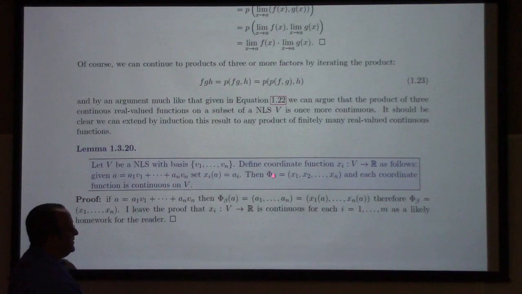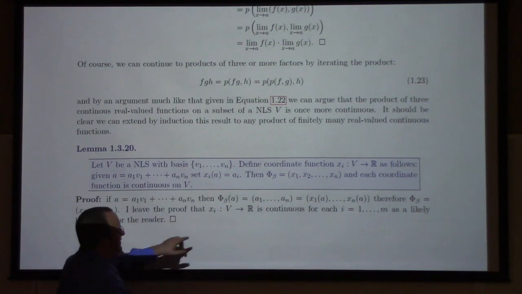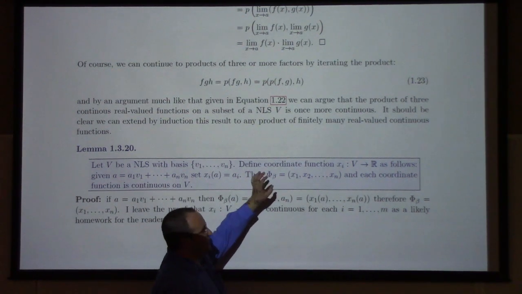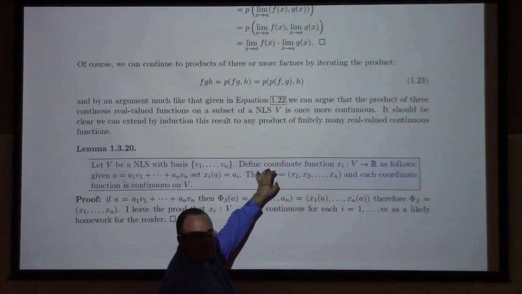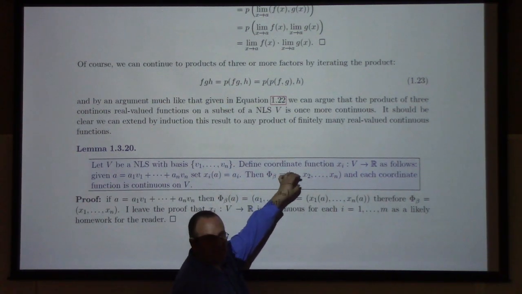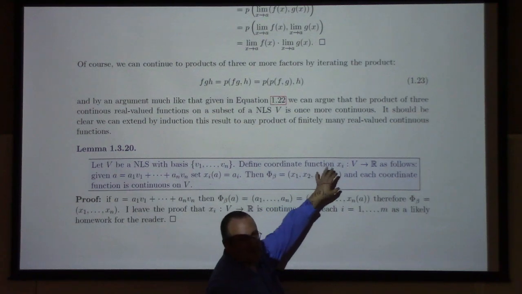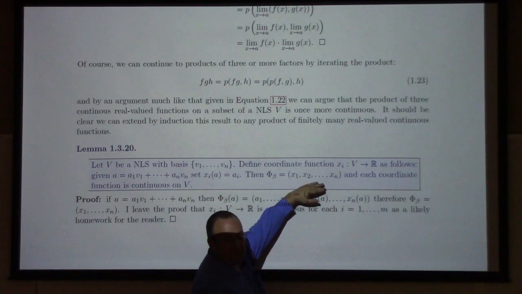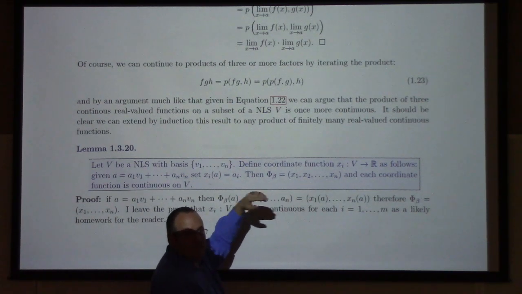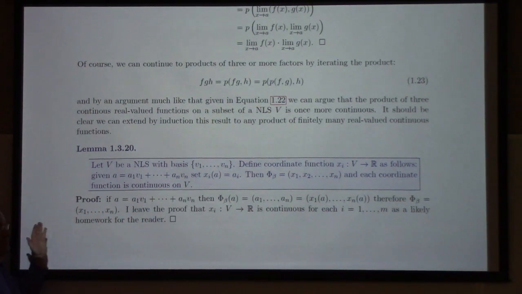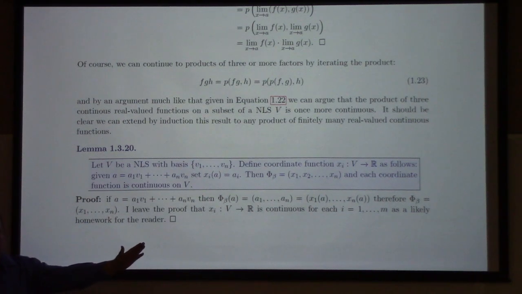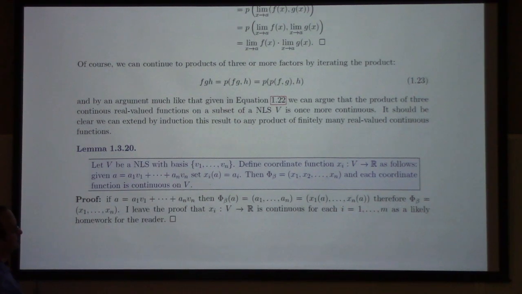Then the coordinate map is actually the Cartesian product of these functions. What this means is that if I take phi beta acting on a, what is it? It's x1 of a, comma x2 of a, comma xn of a. So I'm using this notation for the Cartesian product of functions. I'm thinking of x1 through xn as functions here. But the point is the coordinate map is just this vector of coordinate functions. And by the way, each coordinate function is continuous.